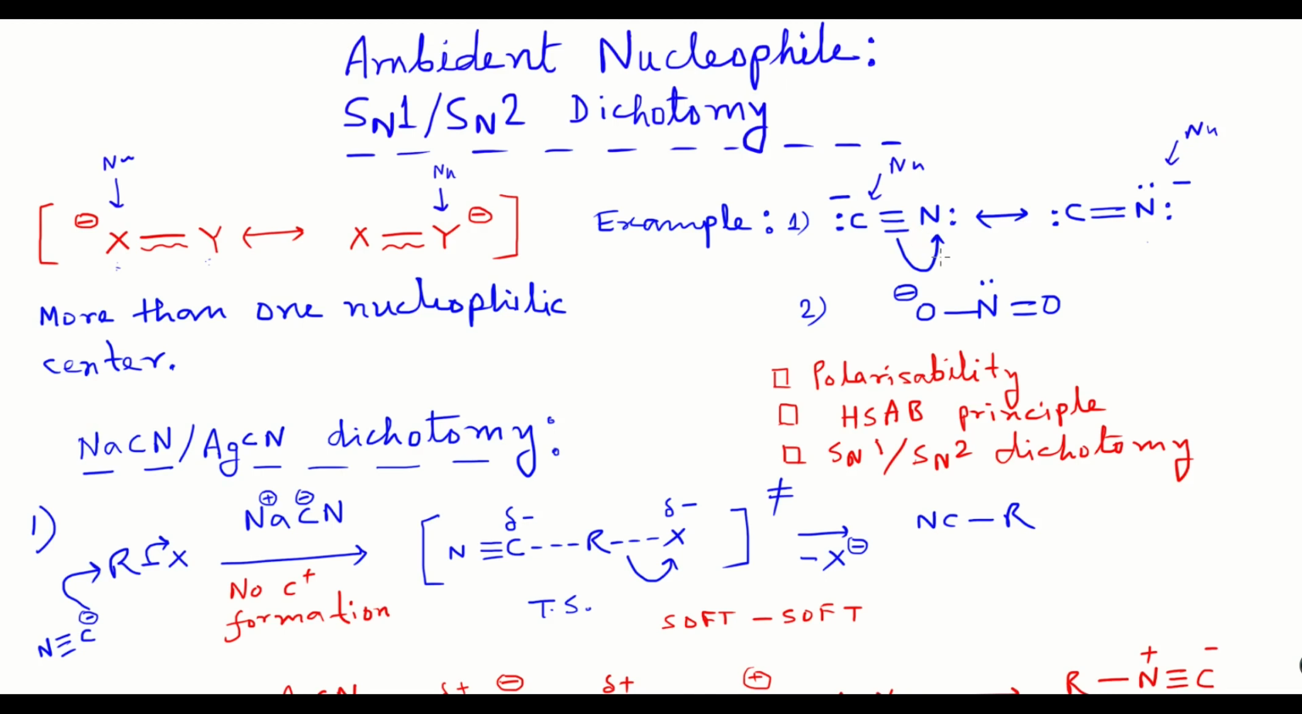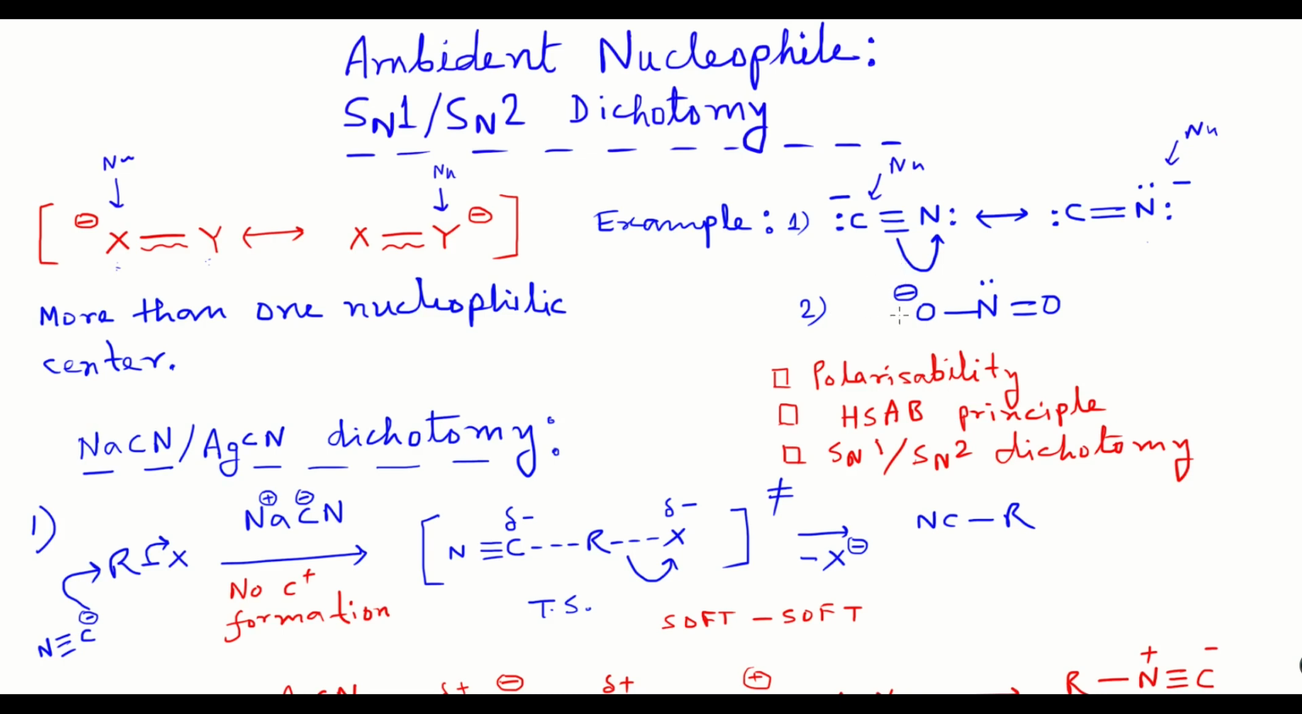When will they act as the nucleophilic center? It will depend on circumstances like polarizability, the HSAB principle, that is the hard soft acid base principle, and also the presence of cations, which accelerate the formation of carbocation. I will discuss that later.